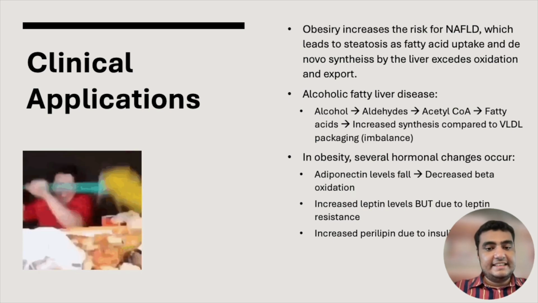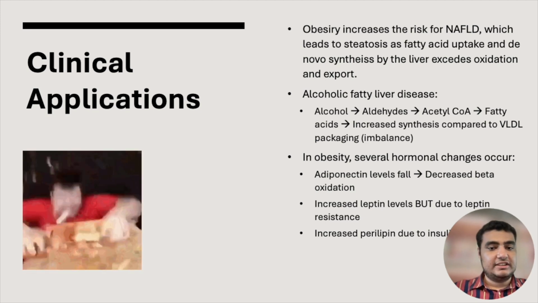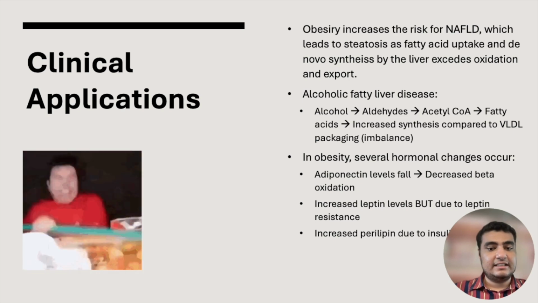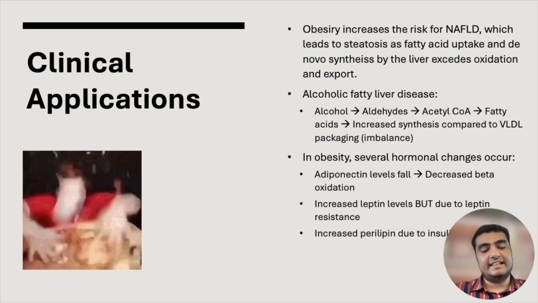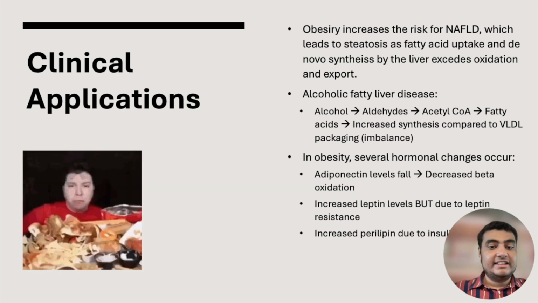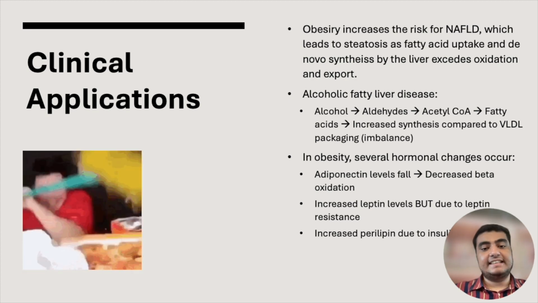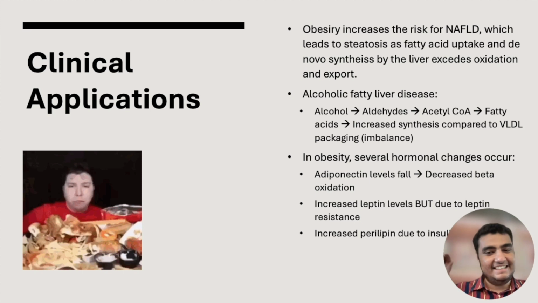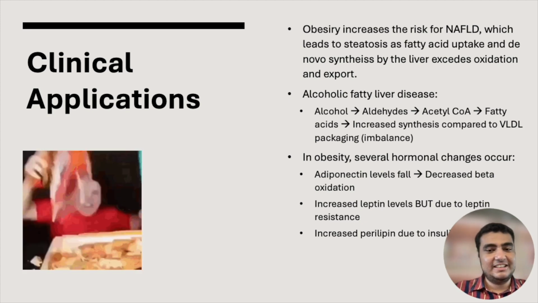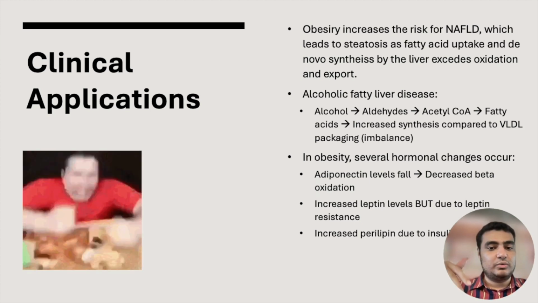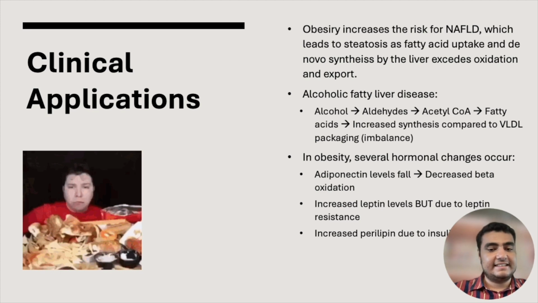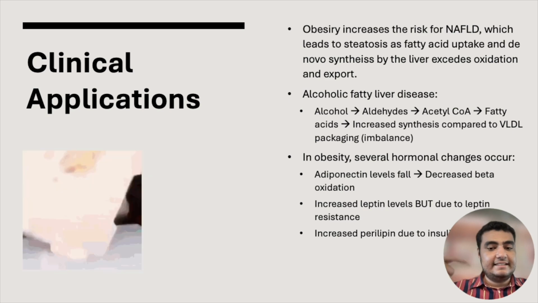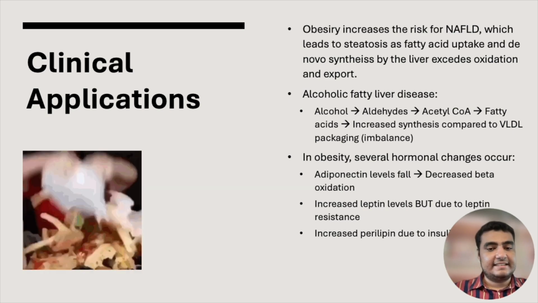And finally, in obesity itself, there are several hormonal changes that occur. For example, adiponectin levels decrease, and that would decrease beta oxidation, further accumulating fat. Leptin levels increase, interestingly. However, there is leptin resistance. So leptin usually makes us thinner, basically. It helps in reducing appetite and such. However, it's not working well. Even though it's increased, there is resistance. Also, perilipin, which we discussed earlier, is increased due to insulin resistance.